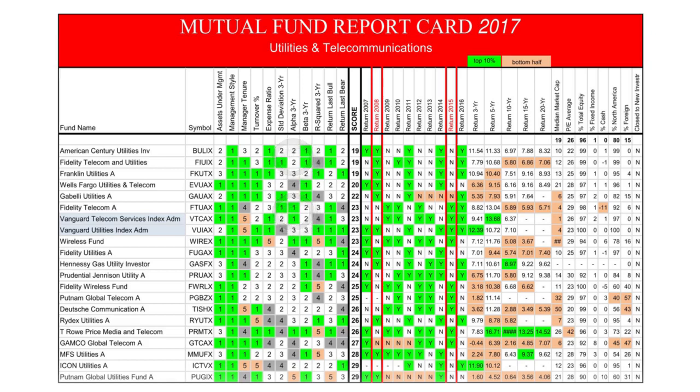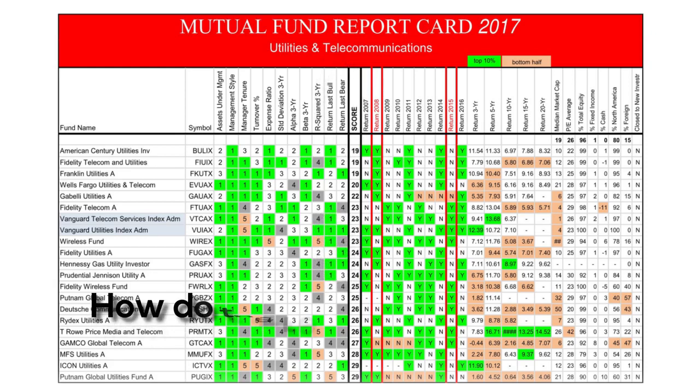And then lastly, return last bull and return last bear. You will find that there are some all-weather funds there. You see a couple that have scored a 1 in both the bull and the bear. But for the most part, if they do well in one, they don't do well in the other.